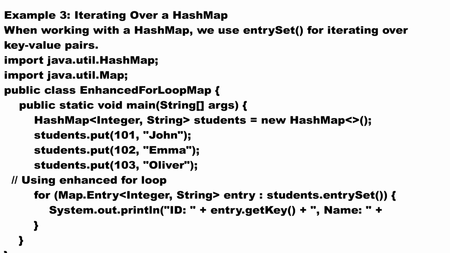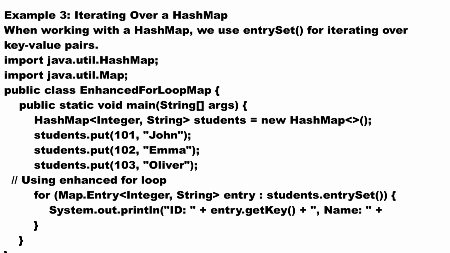student.put, open bracket, 101 comma John, close bracket, semicolon. student.put, open bracket, 102 comma Emma, close bracket, semicolon. student.put, open bracket, 103 comma Oliver, close bracket, semicolon. Comment: using enhanced for loop. For, open bracket, Map.Entry, open angle bracket, Integer comma String, close angle bracket, entry colon student.entrySet, open bracket, close bracket, open braces.